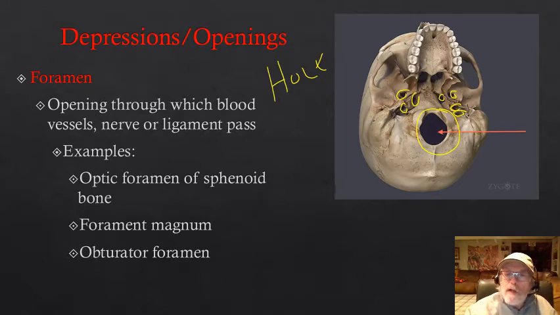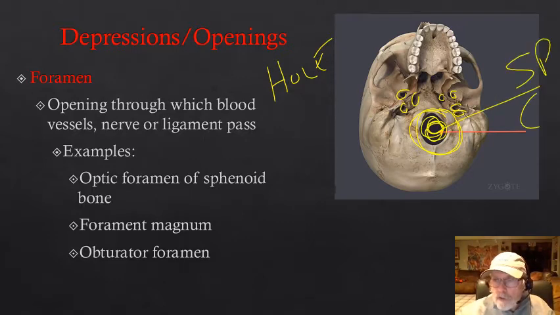This is called the foramen magnum. Magnum means big. That's where the spinal cord is going to come through this hole. The spinal cord is coming through that little hole right there. So a foramen is a hole. And what goes through there? Blood vessels, nerves, or ligament pass through that particular hole.